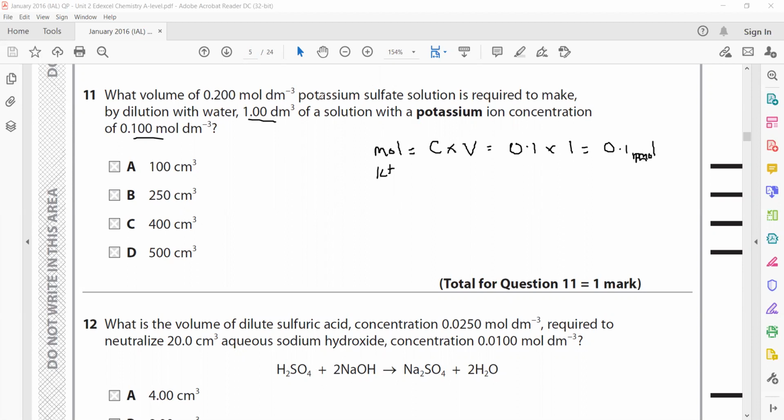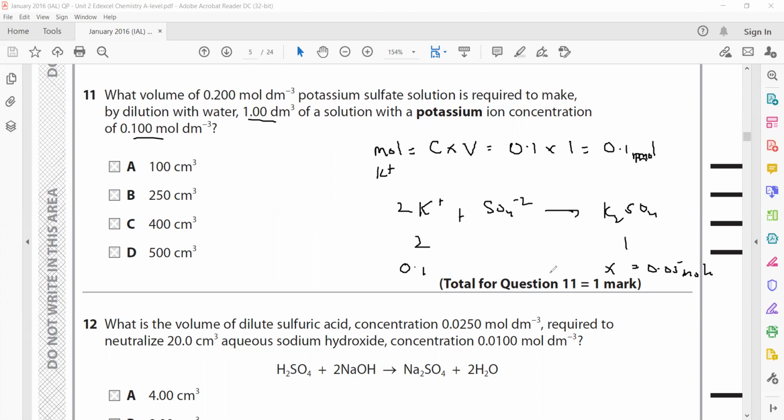But we need the volume of potassium sulfate solution. So how many moles of potassium sulfate should be there? How can we work it out? As we know, 2 moles of potassium ion come from 1 mole of potassium sulfate. So the ratio is 2 to 1. If we have 0.1, this will be x, cross multiply. So this will be 0.05. These are the moles of potassium sulfate which we need.